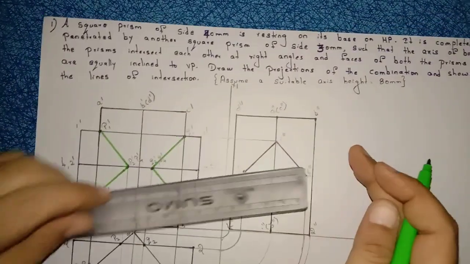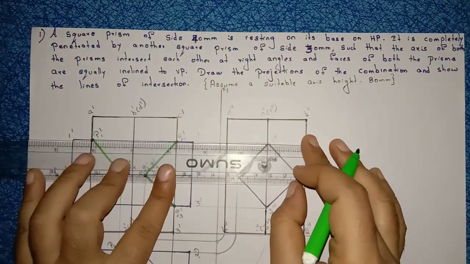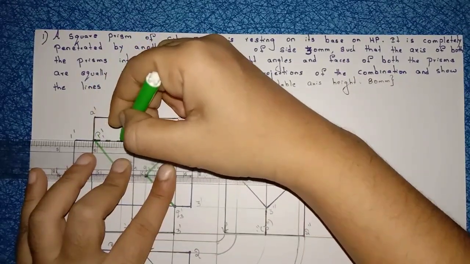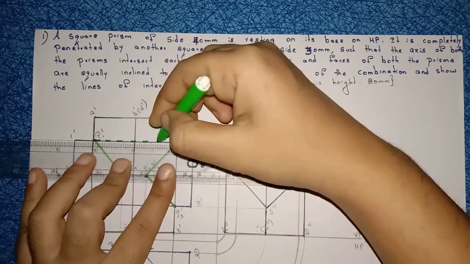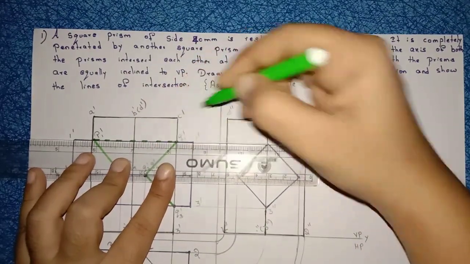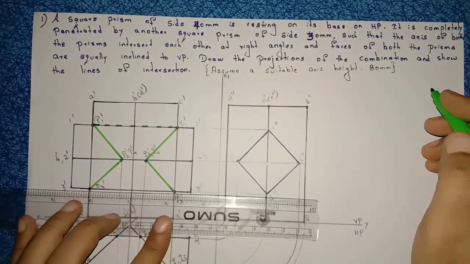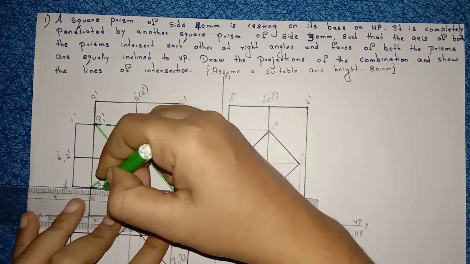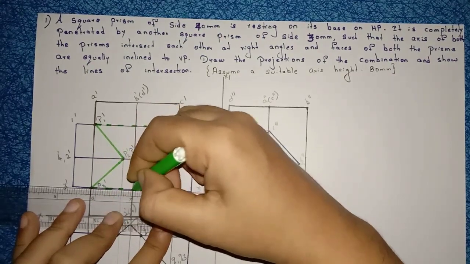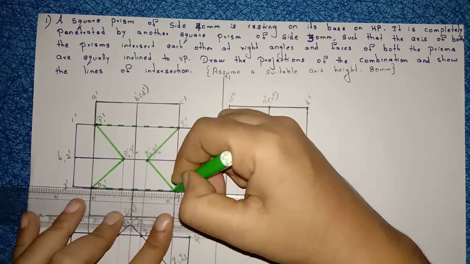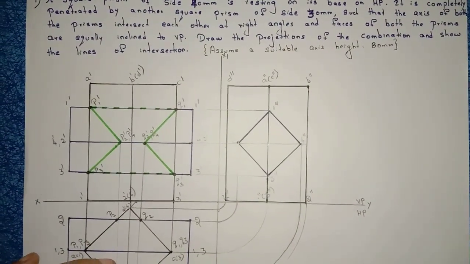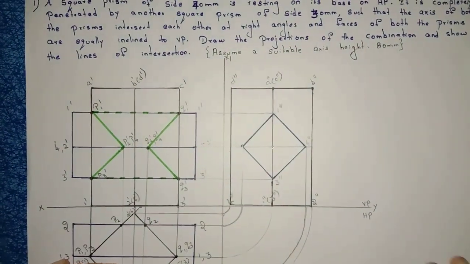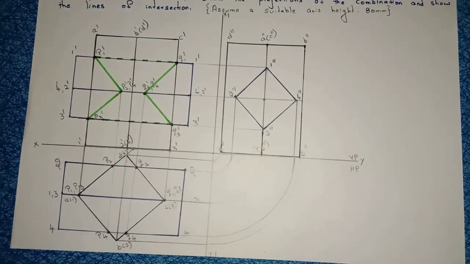Right? So join this Q1 dash, P1 dash with dotted lines. Draw the dotted lines here, because it is an intersection, we can't see this one, right? And here join P3 dash Q3 dash, right? So these are dashed lines here. So this is your lines of intersection, right? So this completes your problem.